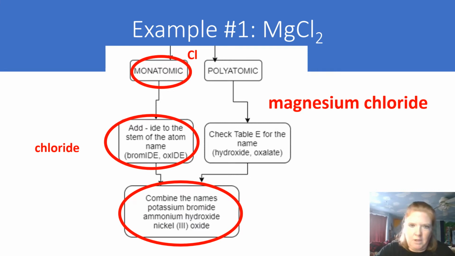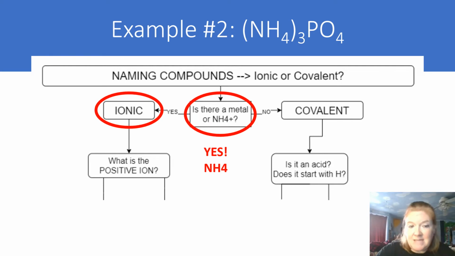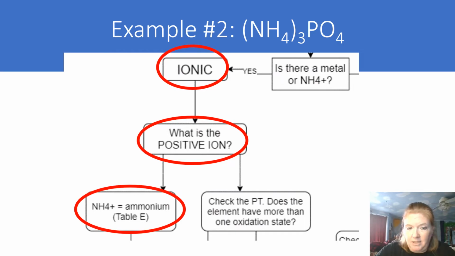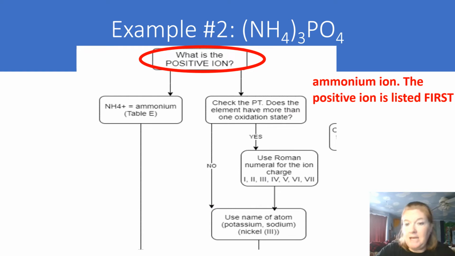All right, let's try another one. Here we go. Is there a metal or NH4 plus? Well, yes, I literally see there's NH4. So that means it's ionic. Since it's ionic, what's the positive ion? Well, we just said it was NH4, right? The name of that from table E is ammonium. Remember, the positive ion is listed first, and the name of it is ammonium from table E.